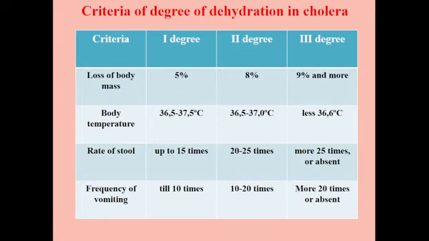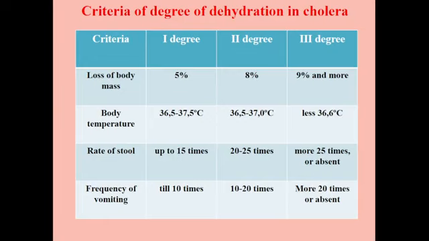And the severity of cholera is all about dehydration. And so the criteria of degree of dehydration is how we define it. So according to these symptoms that I'll tell you in maybe 2 minutes, we can define the severity of cholera, mild, moderate, or severe form. So it's in the first place loss of body mass. If you know the previous body mass, then you can just weigh the patient.